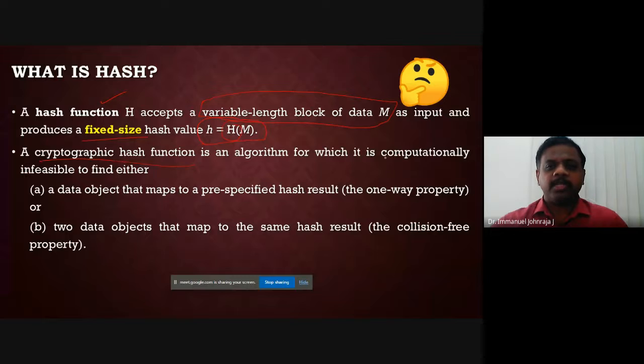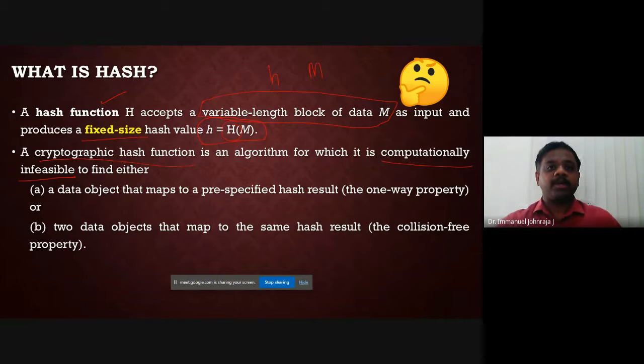One is it should be computationally infeasible, which means it's not impossible, but it may not be useful even if you do it, because it's going to take a lot of time. So it is computationally infeasible to find a data object that maps to a predefined hash result. In other words, you got a hash value h, and from h you will not be able to deduce m. That's the meaning of it.